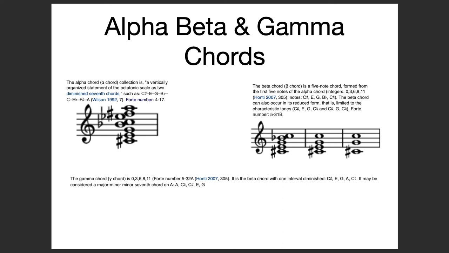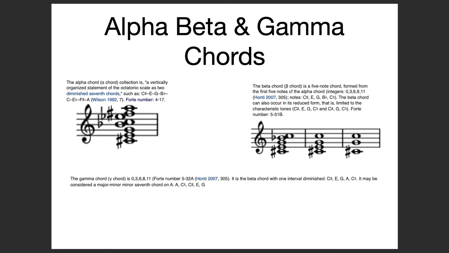These are given special names actually because of their use in modernist music and our lack of a conventional vocabulary for them. You can use Forte numbers or pitch class sets to describe them, but once it's useful to do so, we can give them names like alpha, beta, and gamma. I'll just run through them quickly. So the alpha chord has got this diminished lower structure. It's more octatonic lower structure.